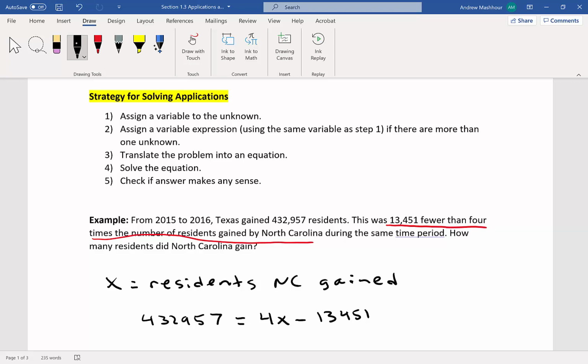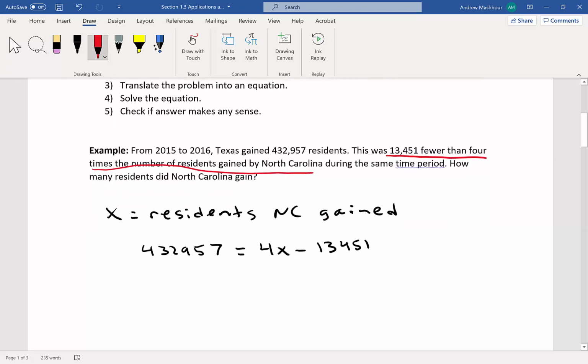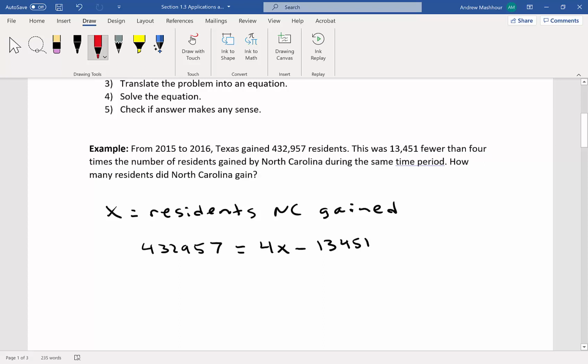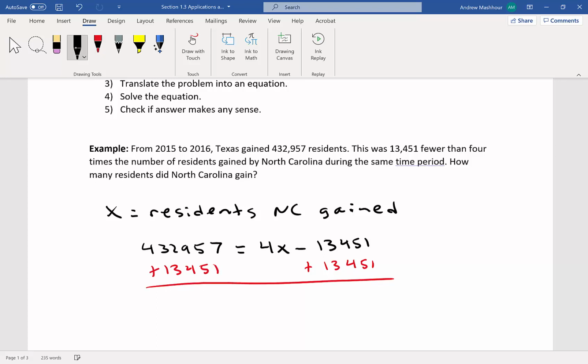So now we have our equation set up. Now we're going to go ahead and solve. Okay, so we want to solve for x. So going back to our strategy from section 1.1, we're going to go ahead and add 13,451 to both sides. Okay, so let's go ahead and add those with each other. So 432,957 plus 13,451. Okay, that gives us 446,408, and we have that equal to 4x.